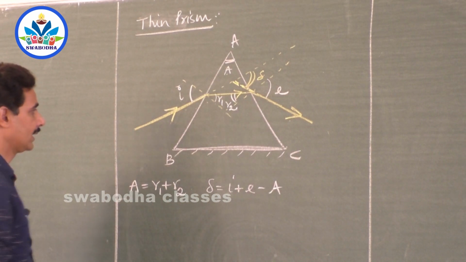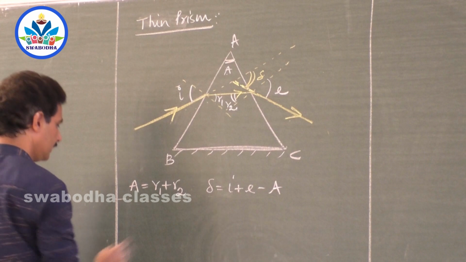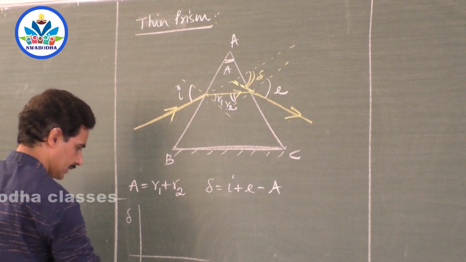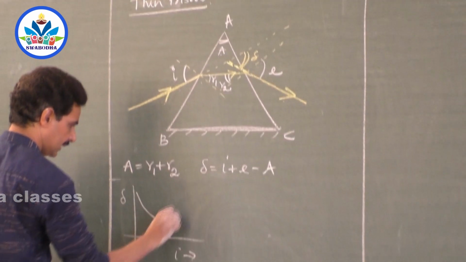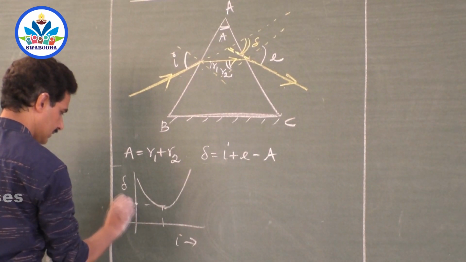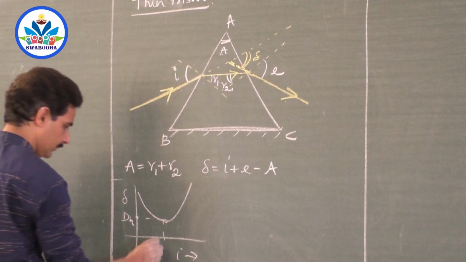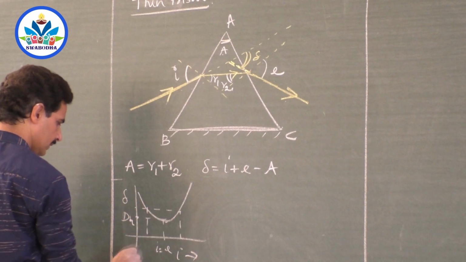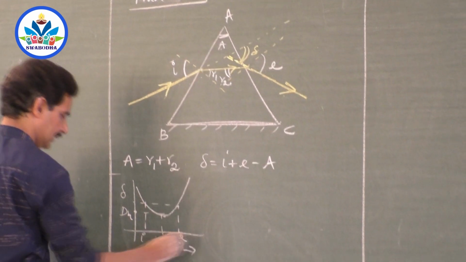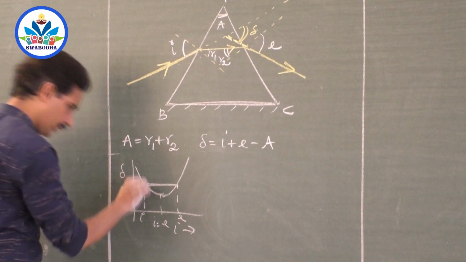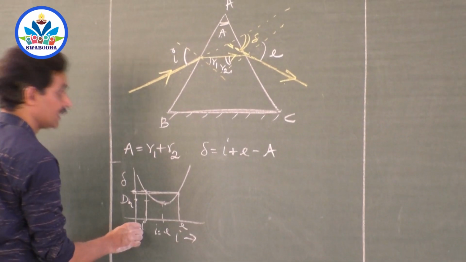And you know the graph, as the angle of incidence is increased, delta keeps on decreasing, reaches a minimum value and then increases. So at this position, this is called angle of minimum deviation, dm. Now I and E are the same. For any other angle of deviation, you have an I and you have an E. So this angle of deviation is obtained for two angles of incidence. Either it is I or E.